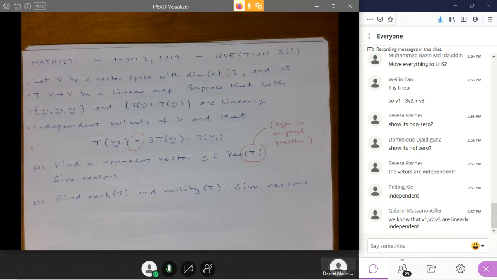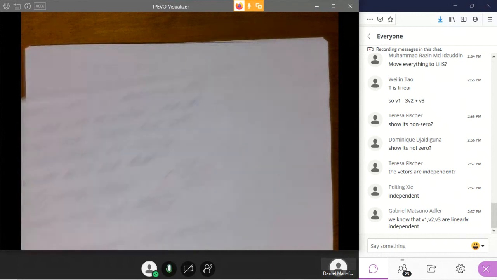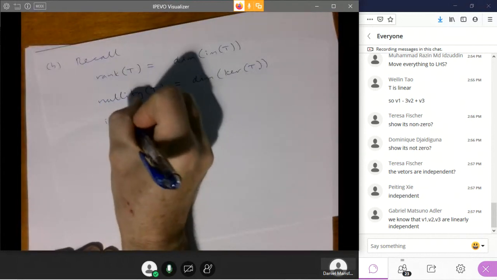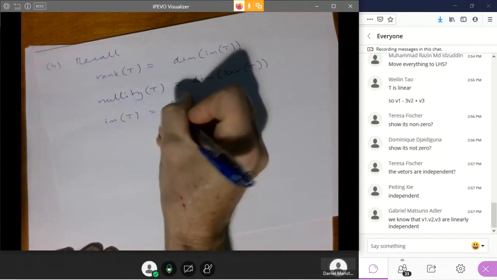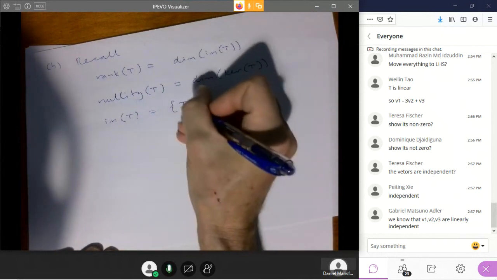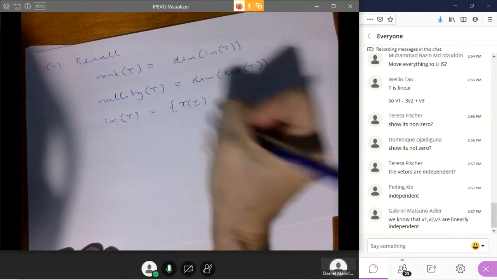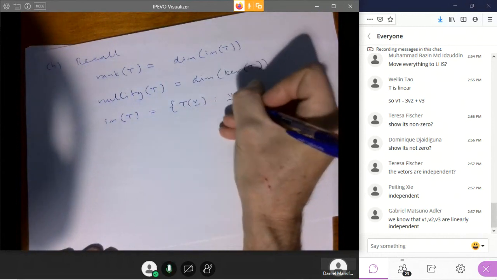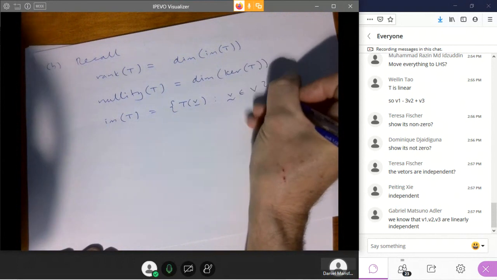So it's the dimension of the image of T. Remember, the image of T, perhaps I should have asked you to write down the definition, but let me write that down. The kernel we've written down already, but the image of T is the same as the range in calculus. It's the set of all function values, in this case, the set of all T of V values, where V is in capital V.